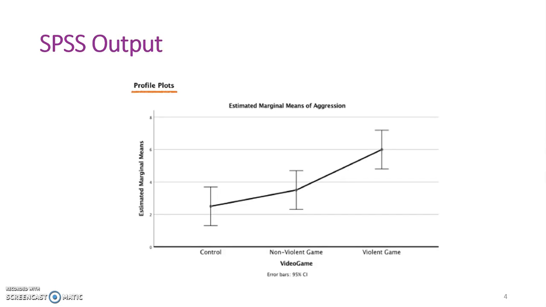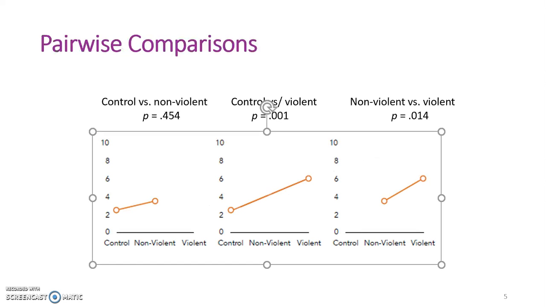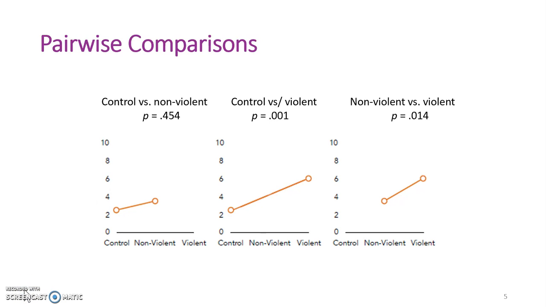So let's take a look again at these profile plots of the estimated marginal means of aggression across video game condition. So we have the control group, the nonviolent game group, and the violent game group. And again, just eyeballing these, visual examination shows us that the violent video game condition marginal mean seems to be a little bit higher than the control or the non-violent game conditions. So now we can look at these pairwise comparisons for the different conditions. And these are what plots of these pairwise comparisons would look like. And we can see the associated p-values here as well.